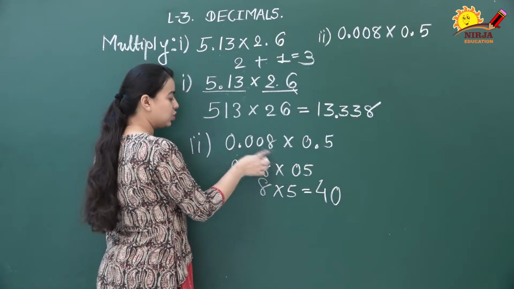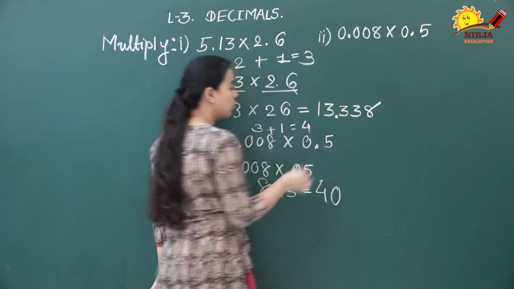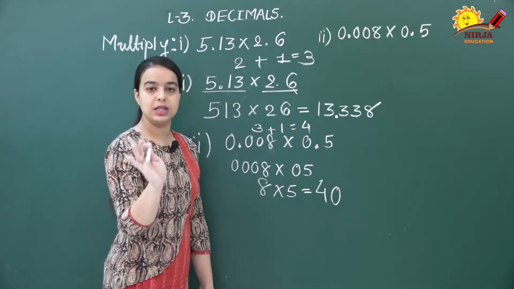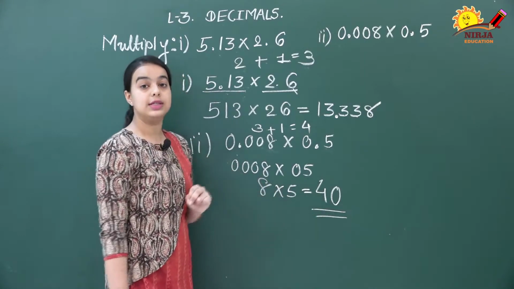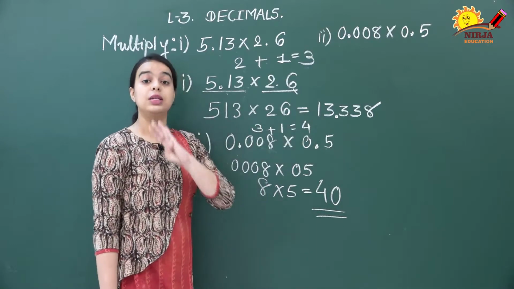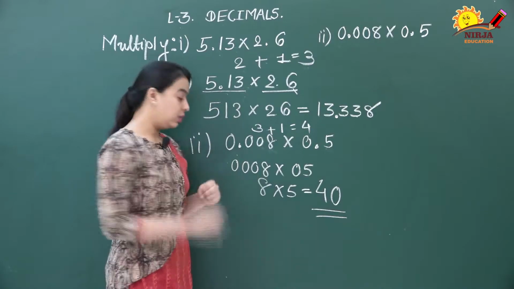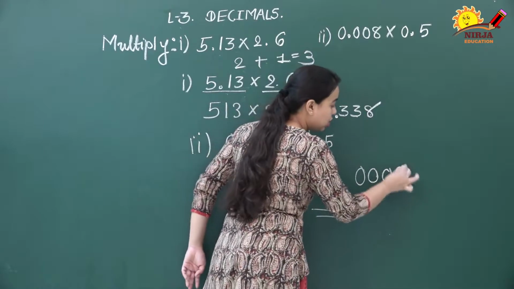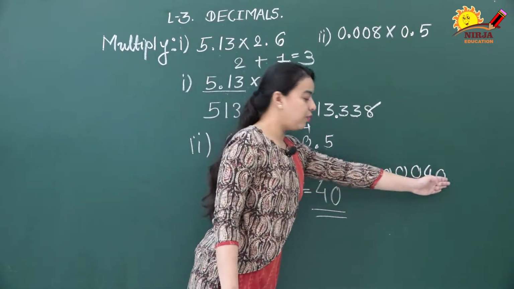Here it is 1, 2 and 3, and here it is 1. So total 4. So we need to count 4 digits from the right, and we need to place the decimal point. So as you can see, here in our answer only 2 digits are there, and we need 4 digits to put a decimal point in our answer. Now what to do? Don't worry, this 40 we can also write as 0000040. 40 and this are the same.